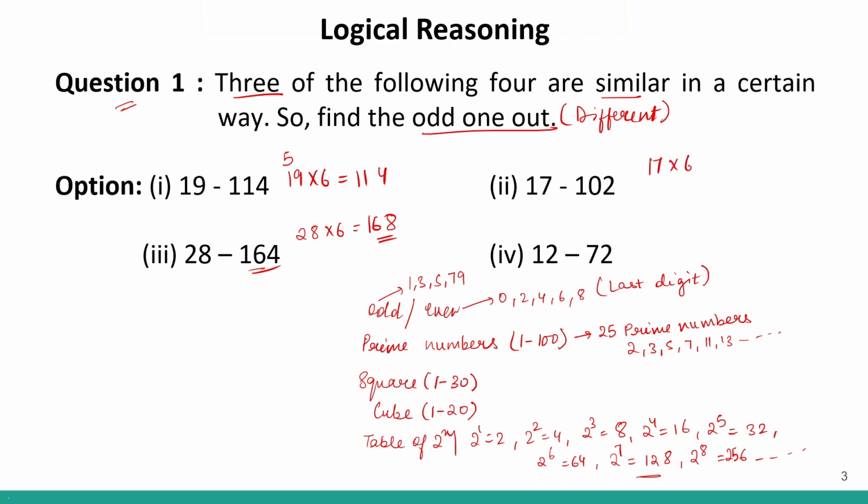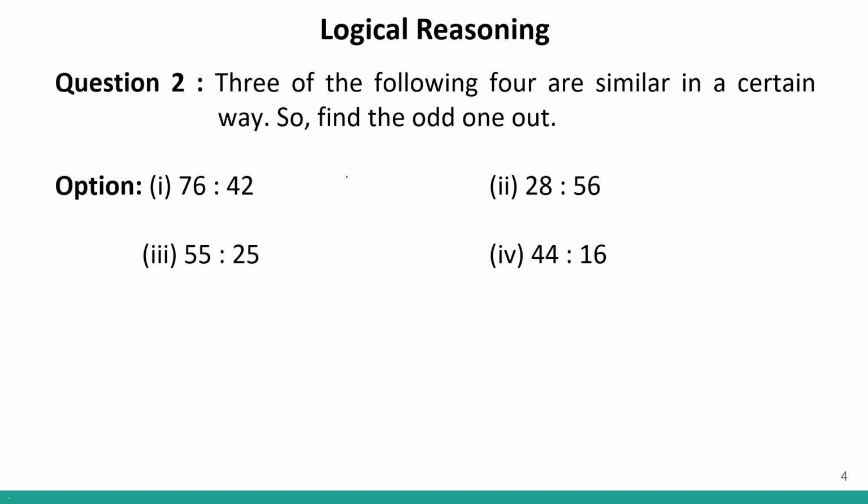Now let us check option number 2. If I multiply 17 into 6, this will be 42. 4 will be carried. 6 into 1, 6 plus 4, 10. 102. So this is the same. And over here, 12 into 6 will be how much? 72. So I can see in options 1, 2 and 4, I have basically multiplied by 6. Correct? But in option number 3, this is different. It is not multiplication by 6. Therefore, option number 3 will be the odd one out. Clear? Now let us move on to question number 2.